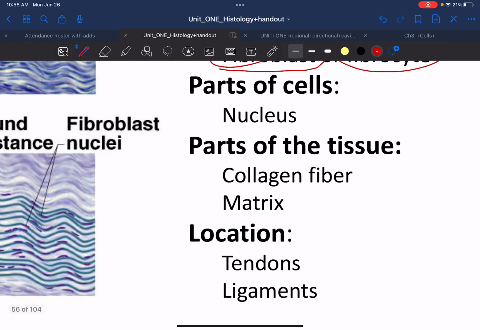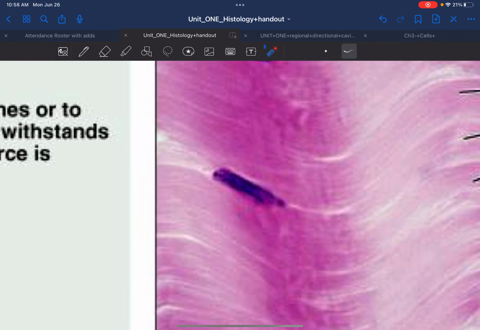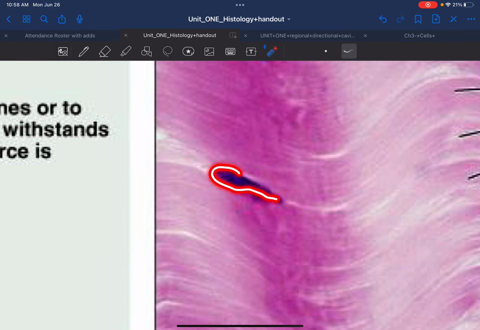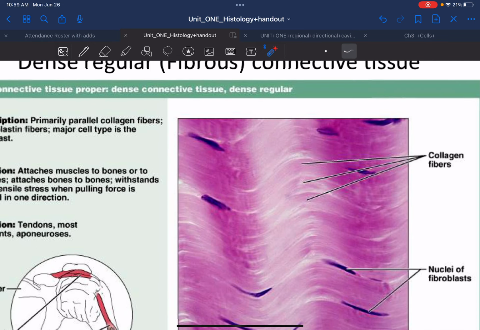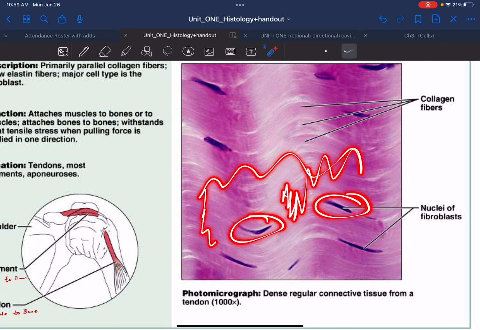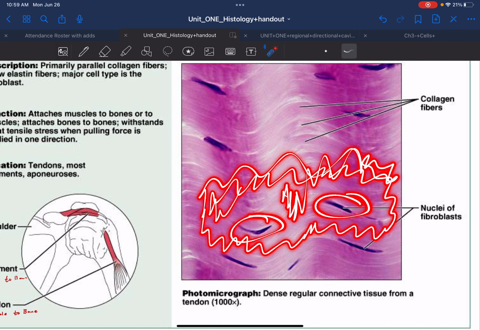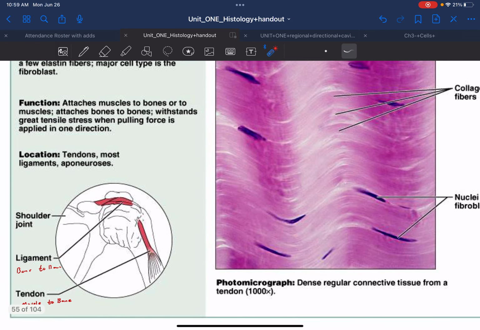And now I'm seeing the word matrix again. I'm going to apply it now that we see three different types of matrices. The word matrix in this context means this is our cell, and then this space outside is its matrix. That's it. So you can see that they are all sharing the same matrix. They are all secreting protein fibers, like collagen, out into the matrix. And that's how you would use that word, matrix.